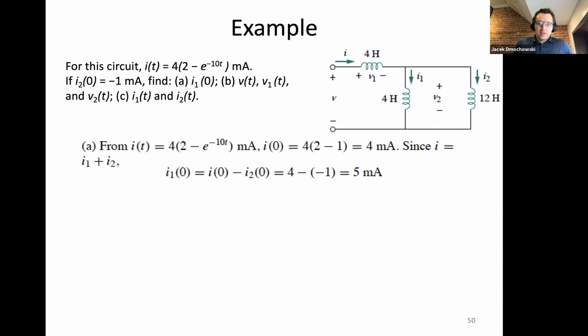What about the value of V of T? How do I solve for this voltage here? Any ideas? What do I have to do to this circuit before I can attempt to solve for V of T? You could simplify the circuit, like combine all the inductors. Yes, exactly. So how do I combine it? So I can combine those 3 into a single one.